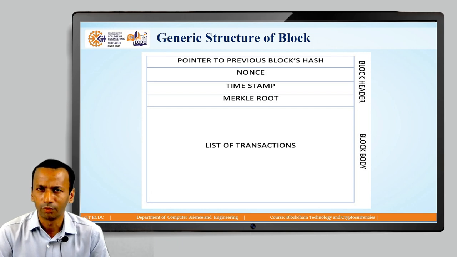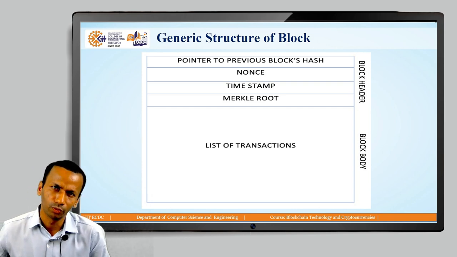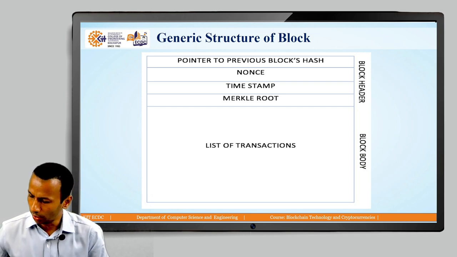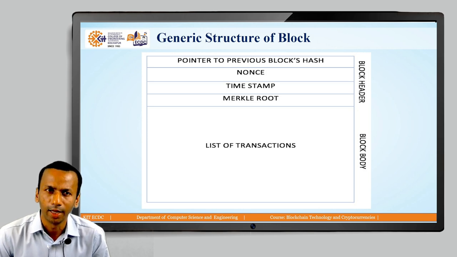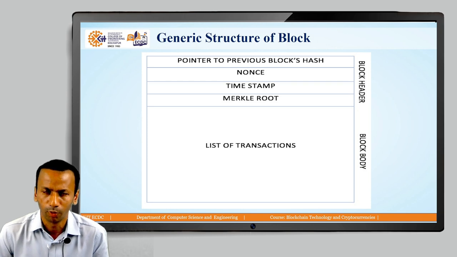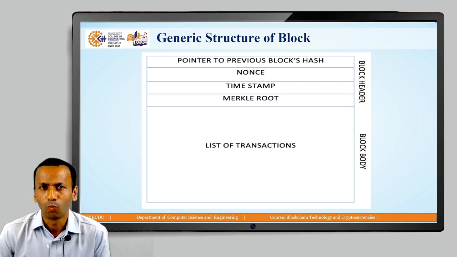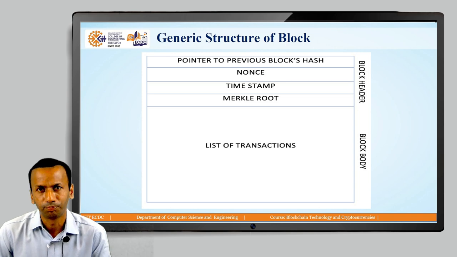So what is the use of this nonce? It helps us to provide authentication and encryption, and it helps us to avoid replay attacks. That is the benefit of using a nonce as part of the blockchain. The next one is the timestamp. Timestamp means the time at which that transaction is recorded or confirmed. That information is recorded in the block.